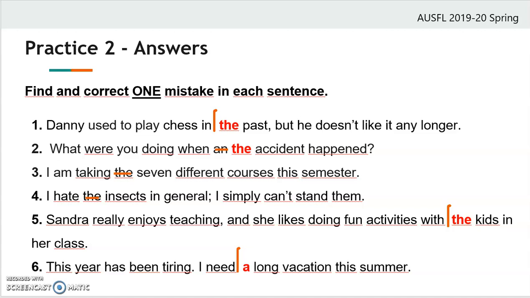What were you doing when an accident happened? Here we have to say not an accident. We should use the accident because apparently there was a particular accident that happened. It was specific, not any one of the accidents. So both the listener and speaker know about this accident.